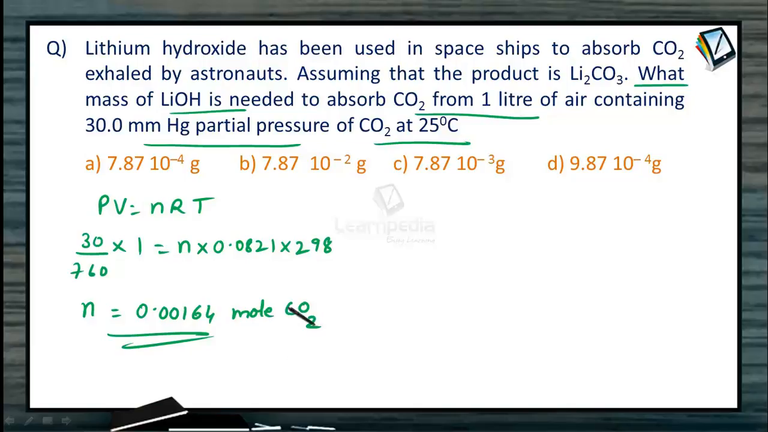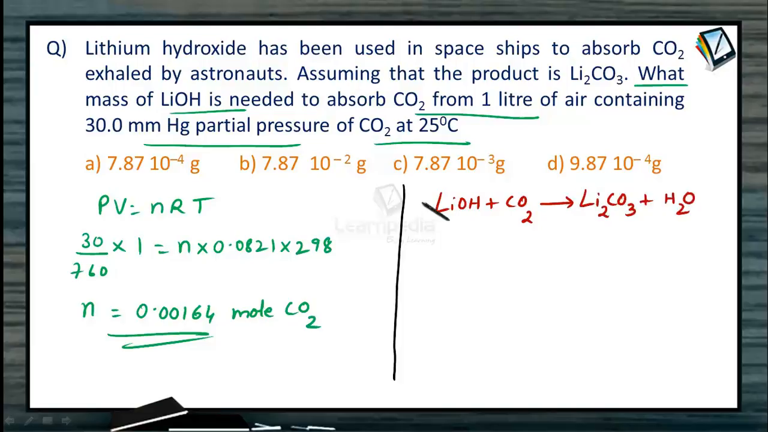So now we have this many moles of carbon dioxide which is to be absorbed by the lithium hydroxide. Now we need to write down the reaction between lithium hydroxide and carbon dioxide, and it is like this. Lithium hydroxide absorbs carbon dioxide and is converted into lithium carbonate, and of course water is also formed. So from the basic equation, 2 moles of lithium hydroxide combine with 1 mole of carbon dioxide.